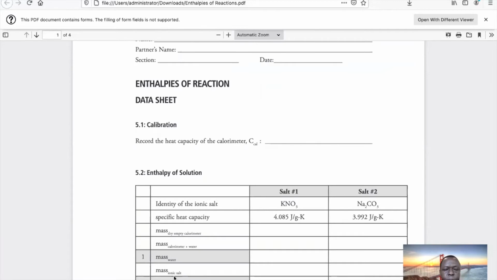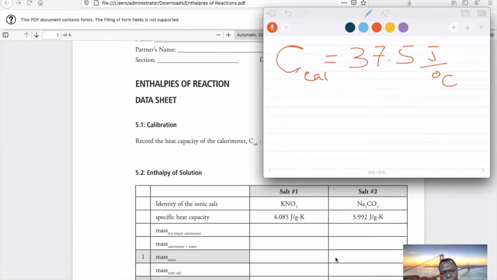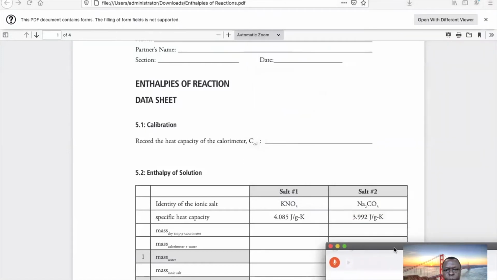Professor? Yes. Are the units for the heat capacity joules or joules per degree Celsius? Joules per degree Celsius. I just wrote that in my slide, you see my slide? I just changed that. Okay, thank you. So that is taken care of. For 5.1, we have the literature value. It is given in the manual.